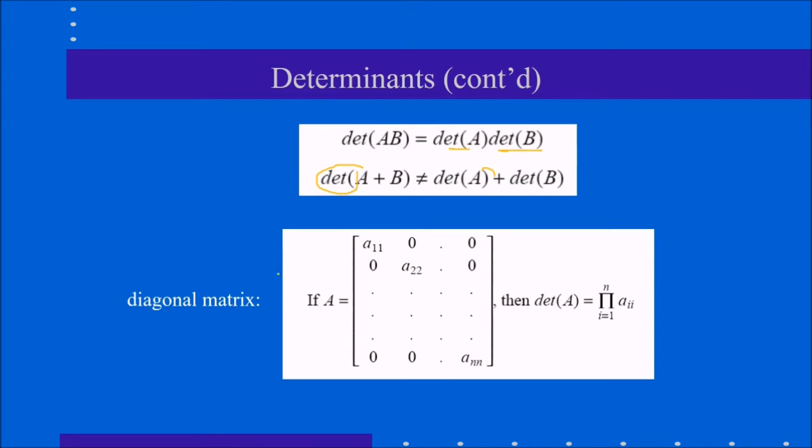What is a diagonal matrix? A diagonal matrix is a matrix where we have elements only on the diagonal, and the elements other than the diagonal are all zeros. This is how it is represented.